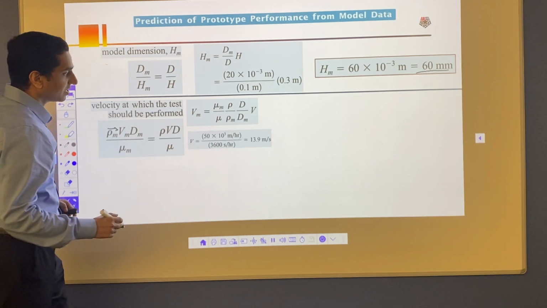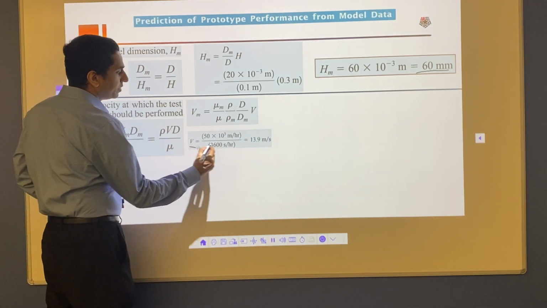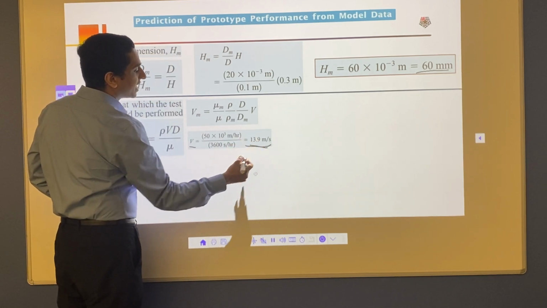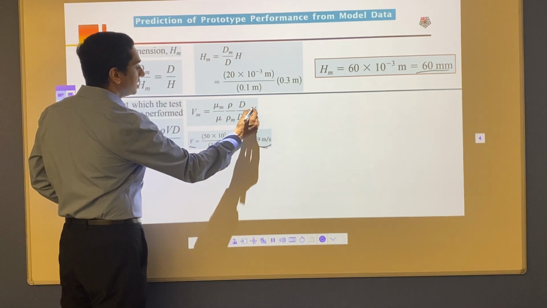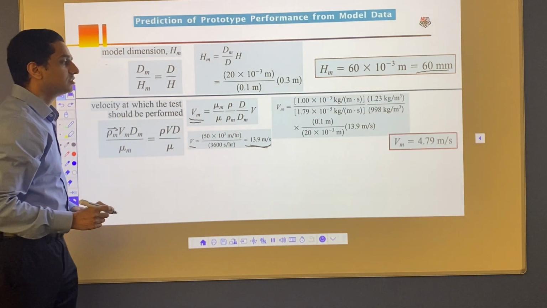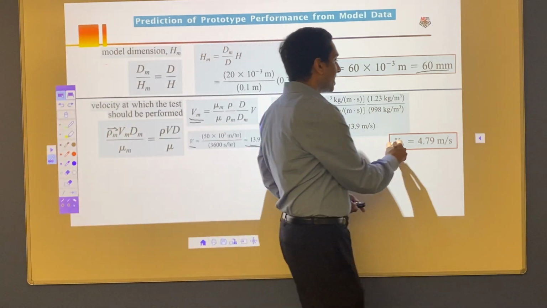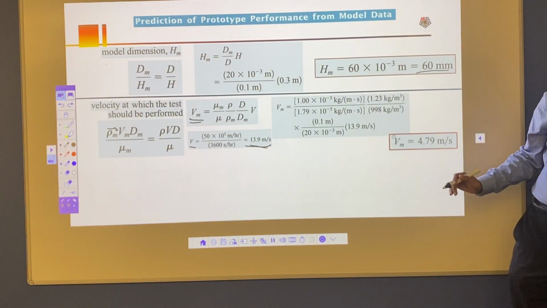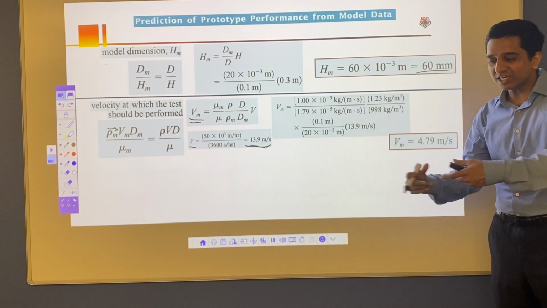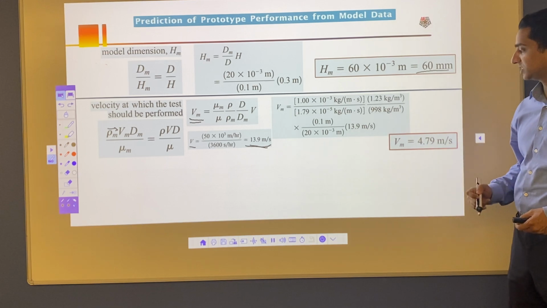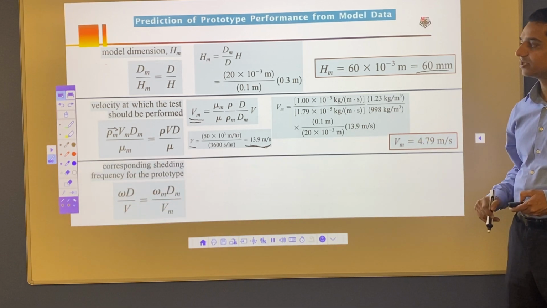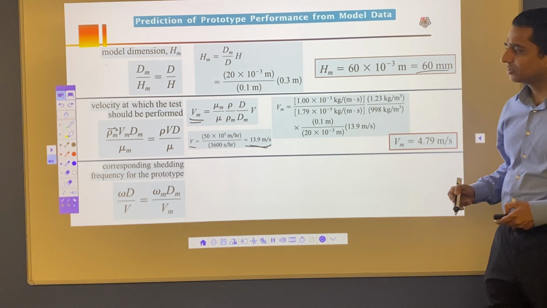So first you convert your velocity into meter per second. That's the air velocity. Air is flowing through the prototype at 13.9 meter per second. You use that air velocity here, and then you can calculate Vm. That's the velocity for the model: 4.79 meter per second. That's the answer you get. It means you have the dimensions, you're going to put it inside the water tunnel, and now you're going to run your experiment with this velocity. Water velocity 4.79 meter per second. You're done.